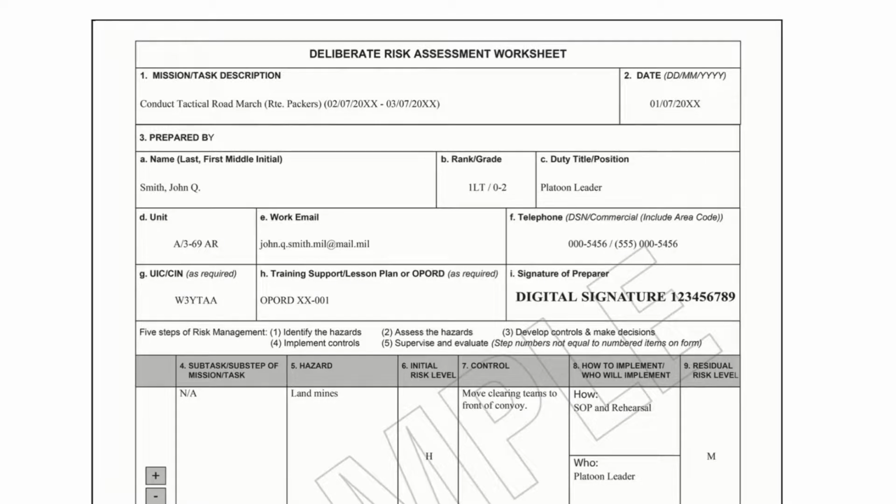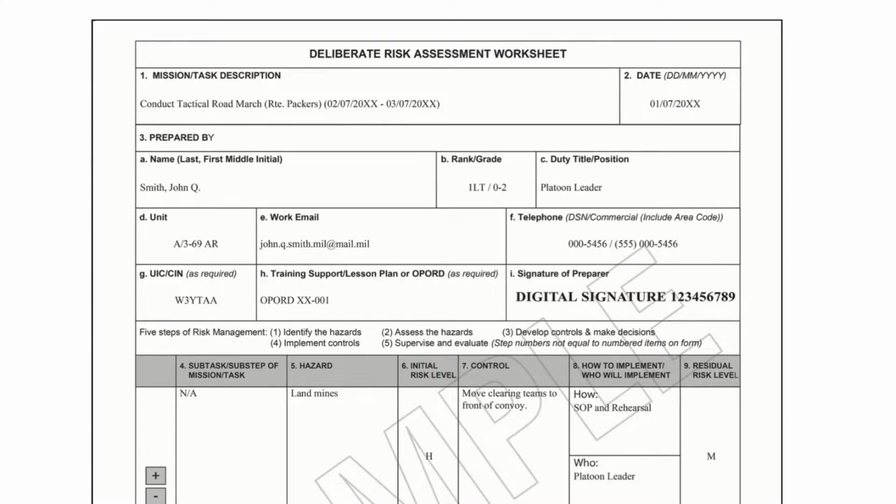Part 1 is all basically administrative data about the mission and the task itself. Typically this may be an op order number, a title, a description. Maybe it is just an obstacle course for physical readiness training, whatever the case is. And then you have that preparer's name and all of their information, the unit, and then down to the UIC, and then any supporting plan or op order as required. And then it's going to have a signature by that preparer. And then here you start going into subtasks, right?